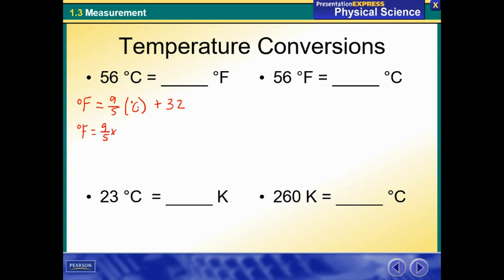Then we have to ask ourselves, what do we plug in for C? And it gives it to us. It tells us it's 56. So we're going to plug in 56. And then we have our plus 32.